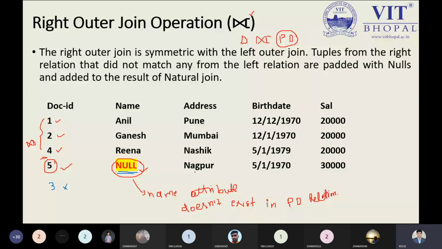So what have you observed here? In the left and right outer join, we have some issues. Can anyone tell me what the issue is? What is the drawback after applying these two kinds of outer join flavors? Just tell me right now. Yes, tell me, students, please speak.